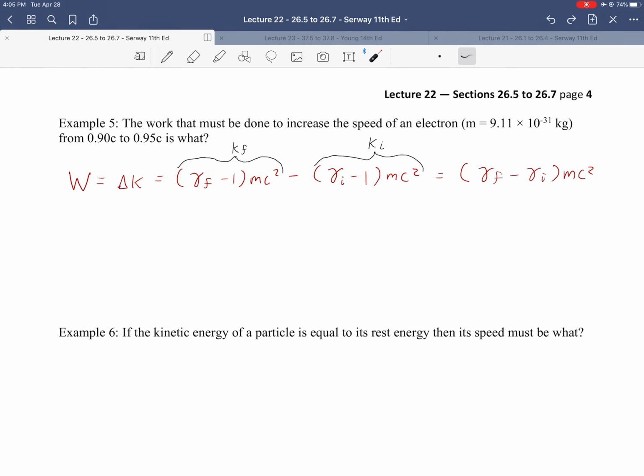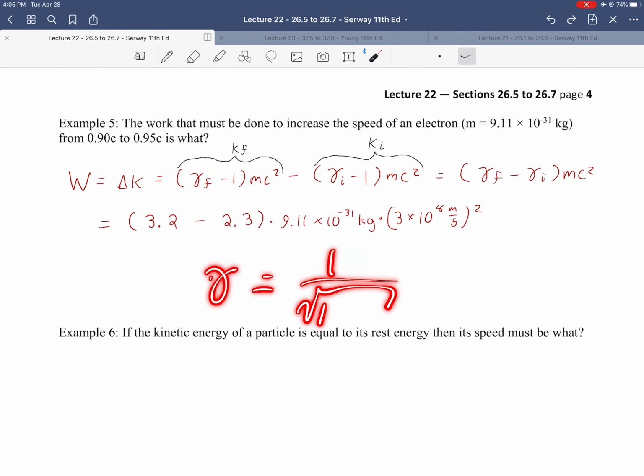So here we have it, W equals delta K. So this is my K final minus my K initial, or KE final minus KE initial. I'm calling K for kinetic energy. So that would actually just be gamma final minus gamma initial times mc squared. Oh, okay, cool. So then I go ahead and just find the gamma. I don't show the work here, but if I just use the equation gamma equals 1 over the square root of 1 minus v squared over c squared, and both the v's are given as fractions of c, then it's just going to be 1 over the square root of 1 minus 0.9 squared, and then the other will just be 1 over the square root of 1 minus 0.95 squared. Simply that. And it ends up being 3.2 and 2.3.